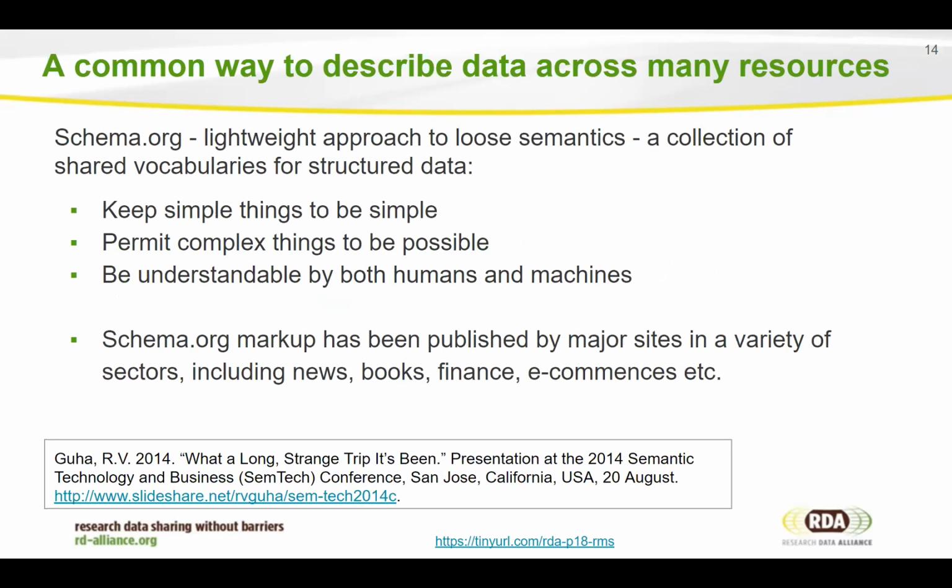So what we wanted to do was find a common way to describe data across different resources. And we wanted to keep it as simple as possible. We didn't want to come up with a new vocabulary or a new ontology. And we wanted to do it in a way that would be easier for a lot of communities, a lot of providers and aggregators to adhere to these recommendations. So we wanted to keep it as simple as possible, but also to allow complex things to be modeled in case that was needed. And very important, it should be understandable by both humans and machines.